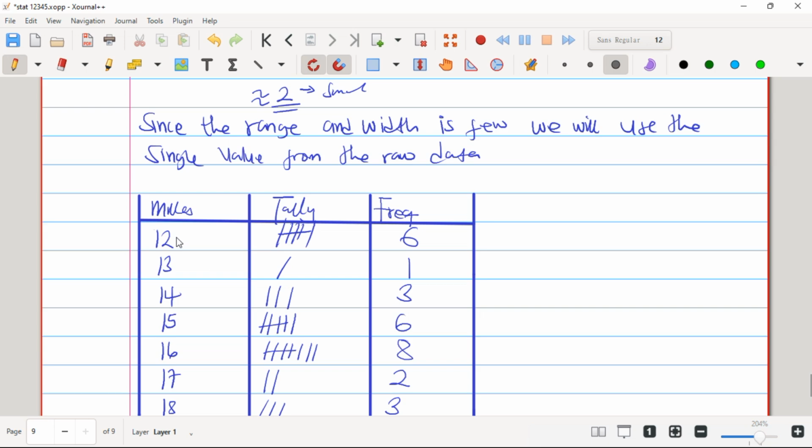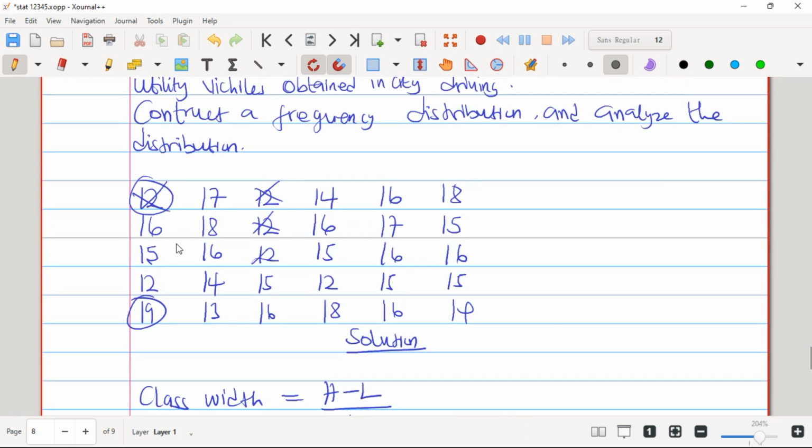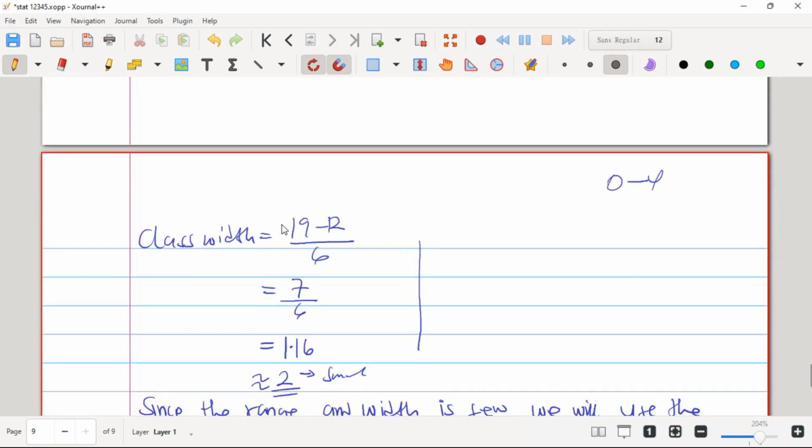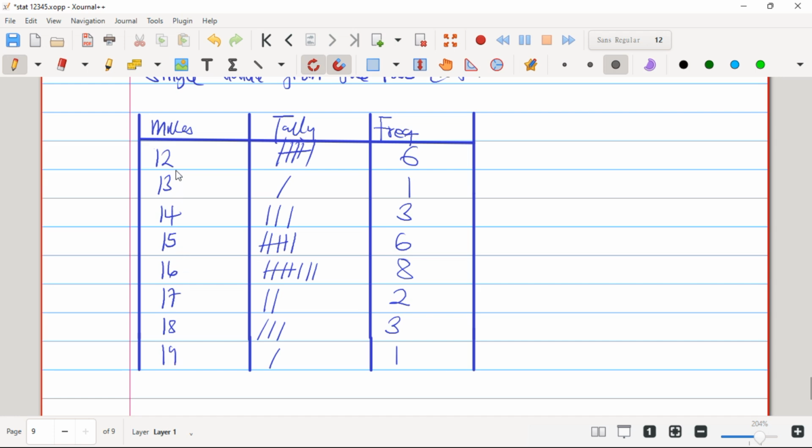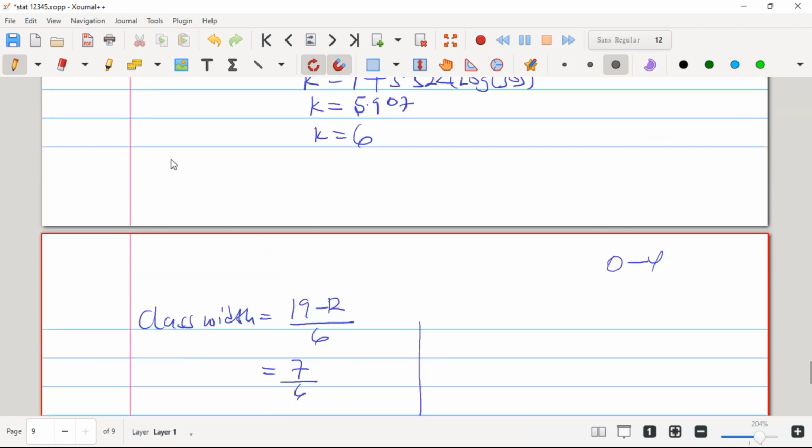So when we come here, we see that we have 12, 13, 14, 15, 16, 17, 18, and 19. These are the individual observations that keep repeating themselves. So when we come here, we have 12, which is repeating itself inside, we have 17 repeating itself inside, we have 13 repeating itself inside. That one will represent the class interval. So here, as you can see, is 12, 13, 14, 15, 16, 17, 18, and 19. When you go to the table, for 12, you are just going to count the number of times 12 repeats itself.